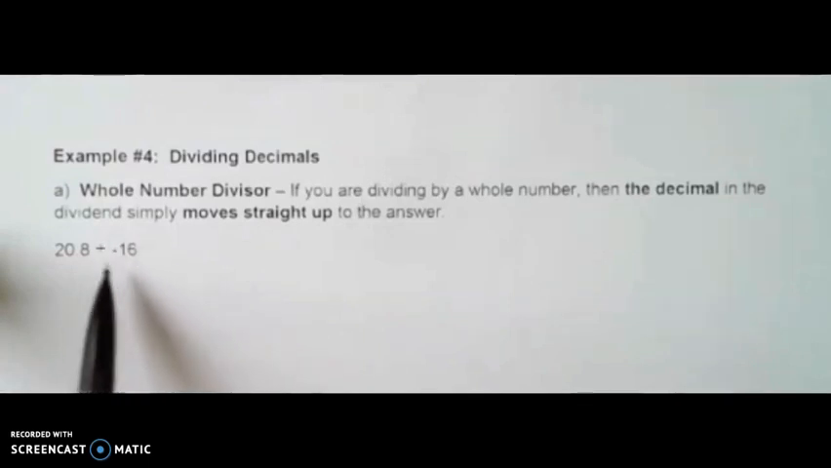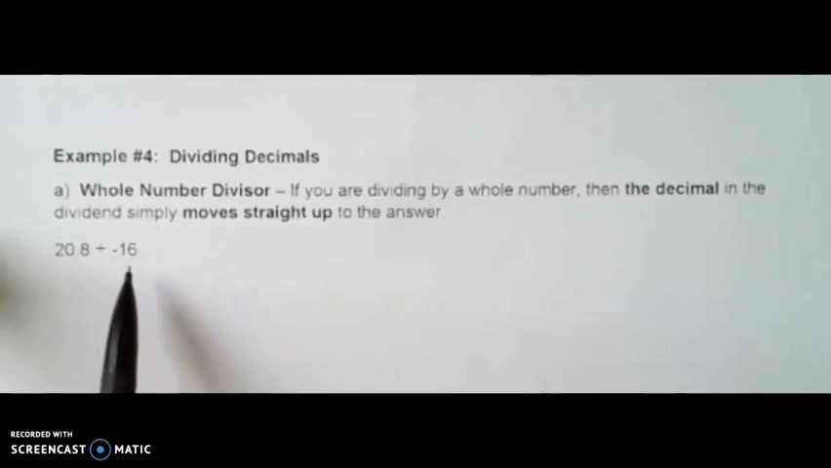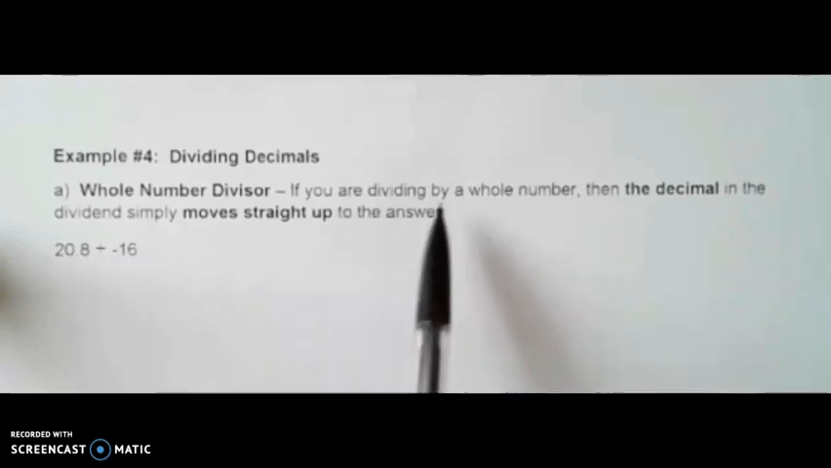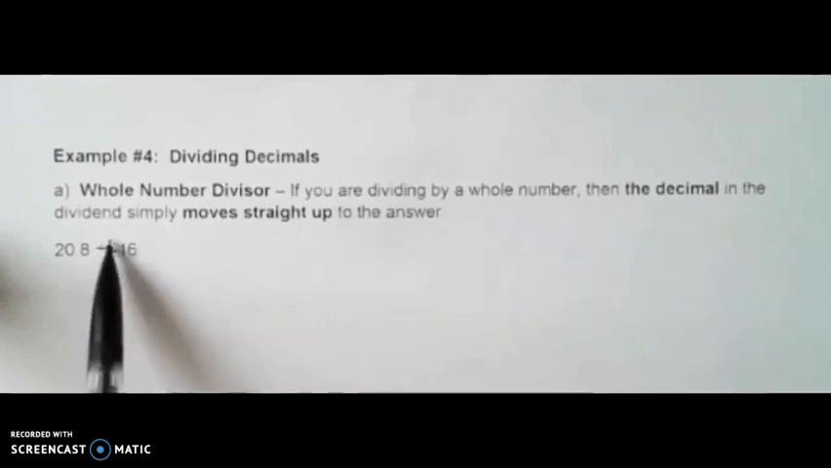This number that you're dividing by is called the divisor, and this divisor is whole. This is a whole number divisor. If you're dividing by a whole number, then the decimal in the dividend simply moves straight up into the answer. And so let's see what this looks like.